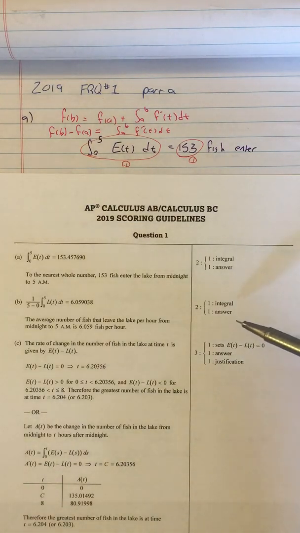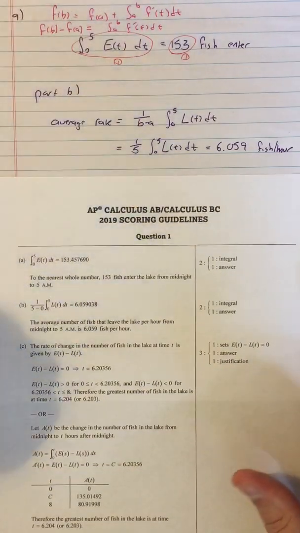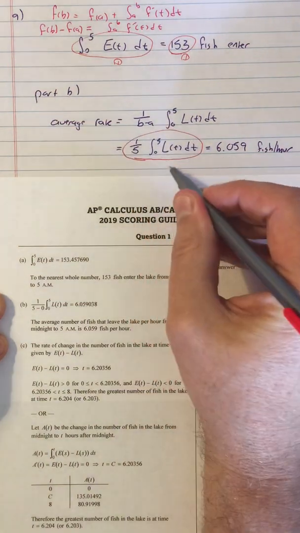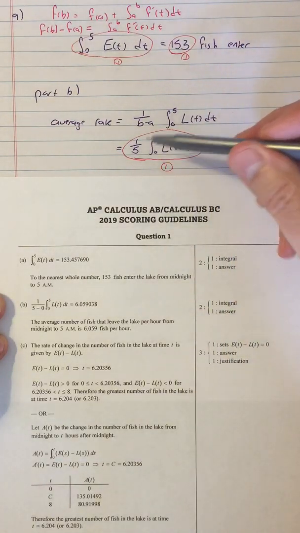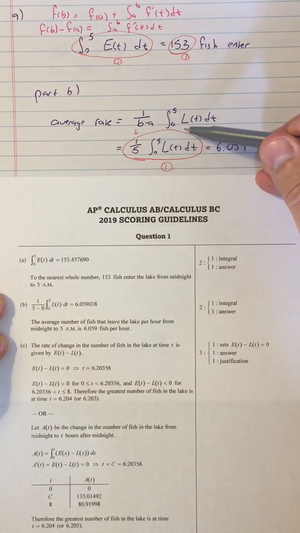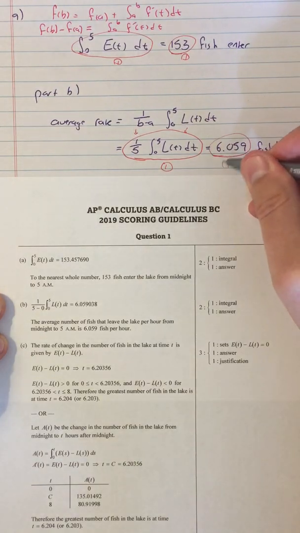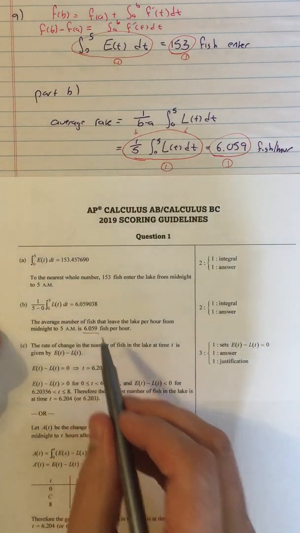Our second one is 2 points. So again, it's just the integral and the answer. So for our integral, if we just wrote this, that's our integral. Sometimes if it's a multi-point question for an average, they'll separate out 1 point for the constant in front and 1 point for the integral, but they didn't do that here. It's just 1 point for the integral straight. And then 1 point for the answer, so the answer, not the units. So if we got that 6.059, we got that right, and it's 6.059.